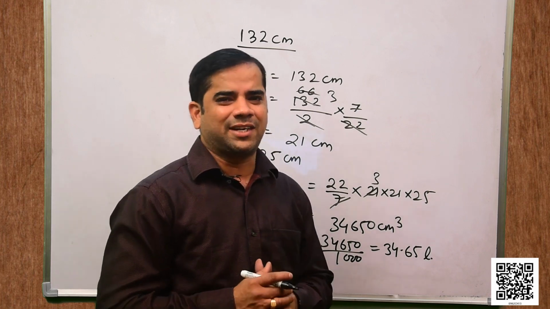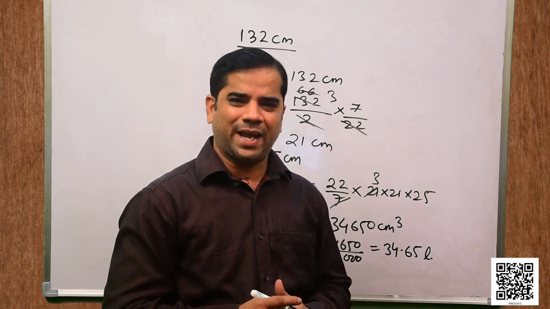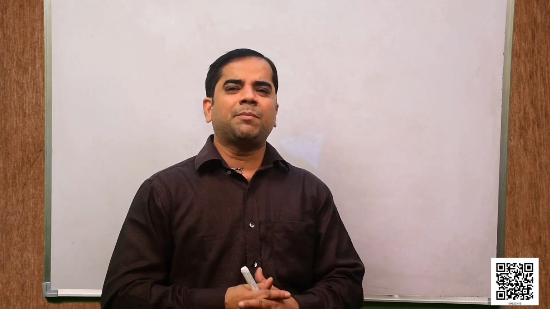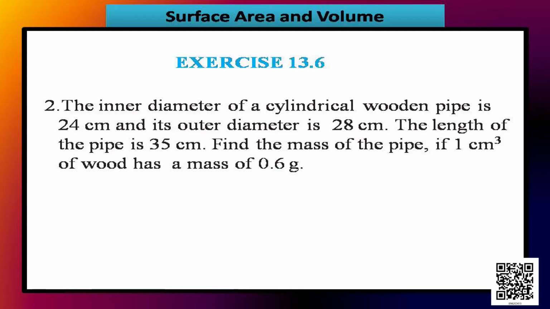Let us now discuss question number 2. Okay. Students, question number 2 says the inner diameter of a cylindrical wooden pipe is 24 centimeter and its outer diameter is 28 centimeter. The length of the pipe is 35 centimeter.